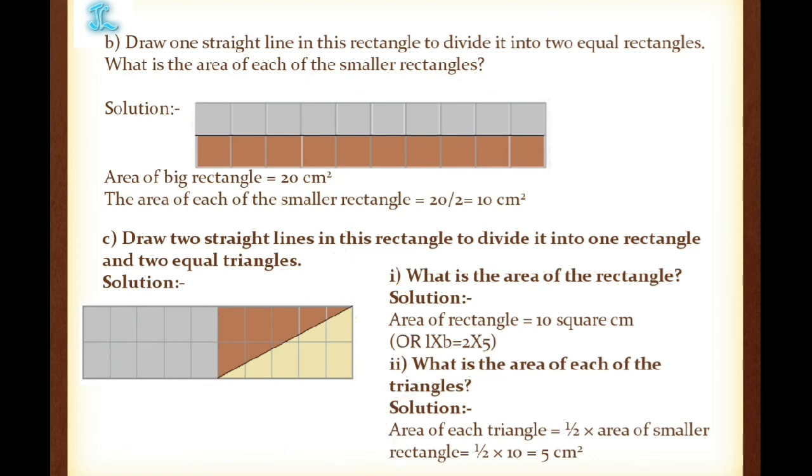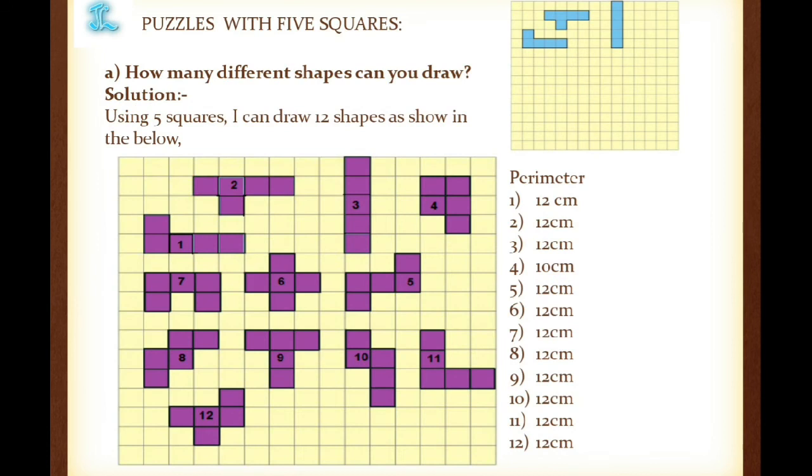Good. Now next one. Puzzles with 5 squares. How many different shapes can you draw? Using 5 squares, how many different shapes can we draw? This is the question which is given in the textbook. Like this it is given, and they are asking us to draw different shapes like this, using only 5 squares. How many squares should we use? Only 5 squares. So I have already done it for you like this, and it depends on your creativity how you will make different shapes. Whichever comes to your mind, you can do it, but it should contain only 5 squares.